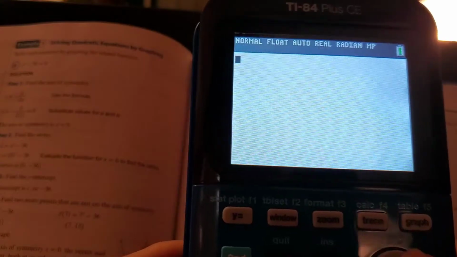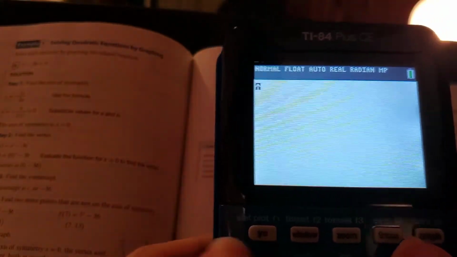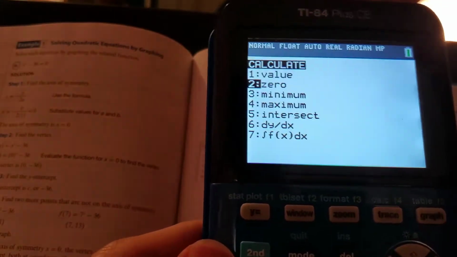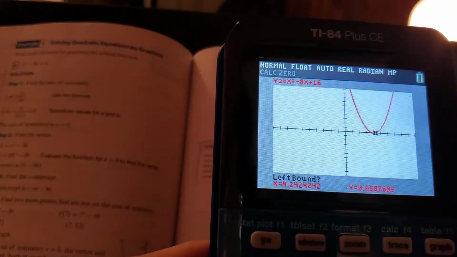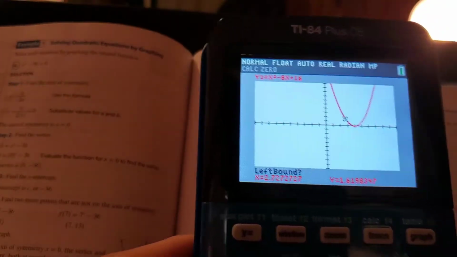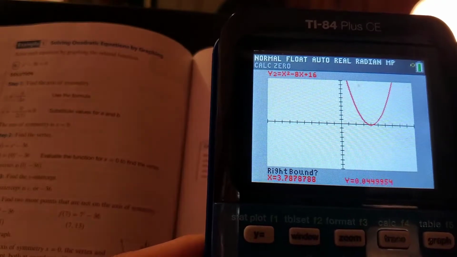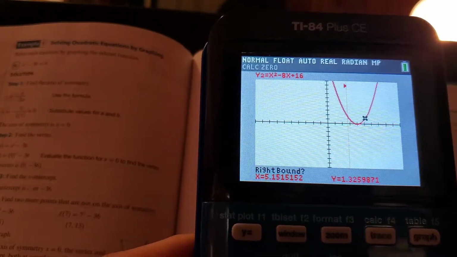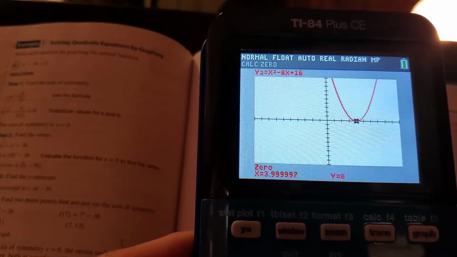You see, I put it way too close. So now I have to do it again. Egg on my face. So again, let's try it with a 0 and then left bound. And that's why you want to stay clear of the 0. And then right bound. There you go. Now it's going to give it to me.